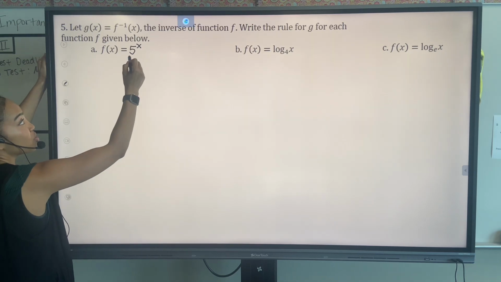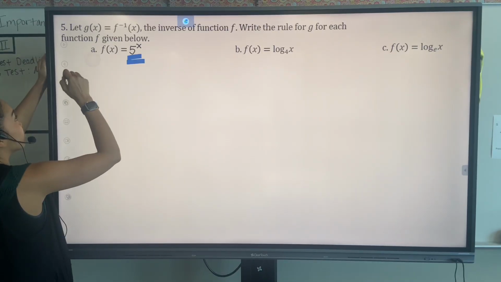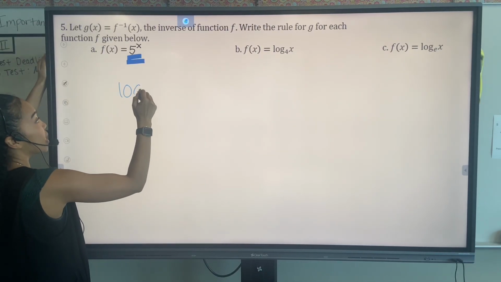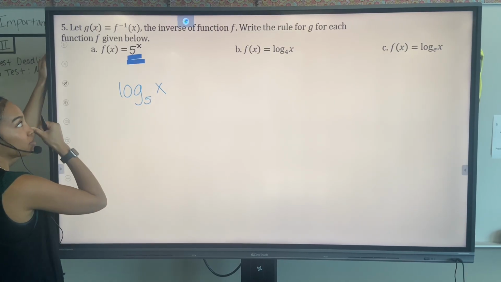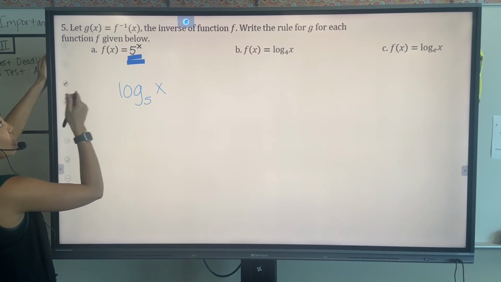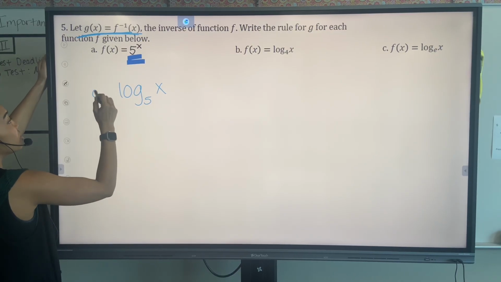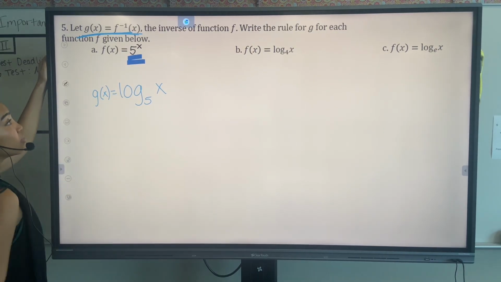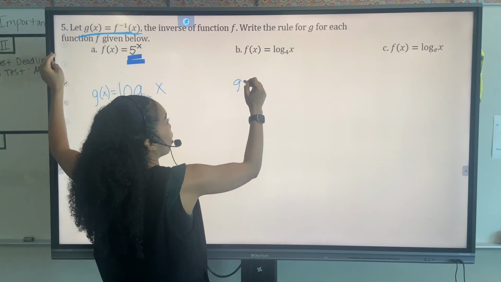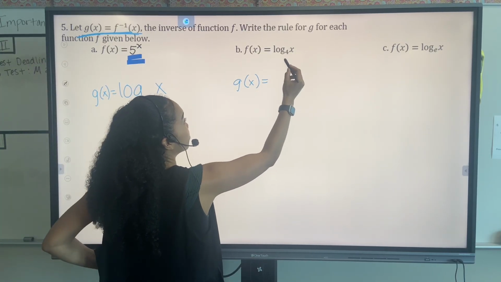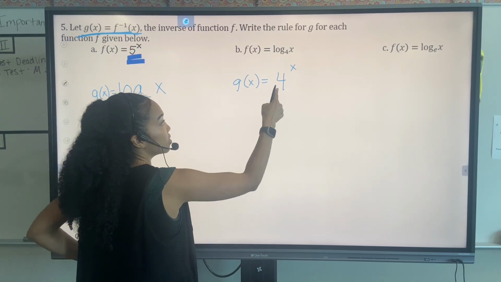What is the inverse of 5 to the power of x? Log 5. Exactly, log with the base 5. This is the inverse. And they said let g of x represent the inverse. So I'll call this g of x. What's the inverse of a log with base 4? 4 to the power of x. Exactly. This is the exponential.